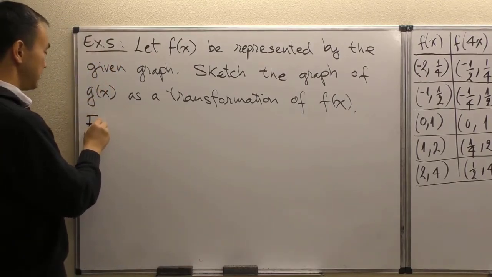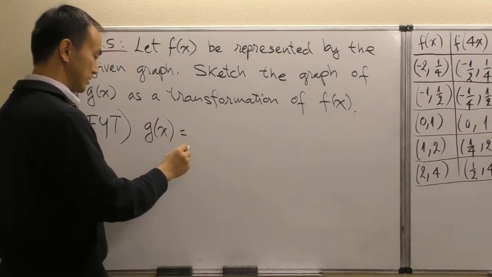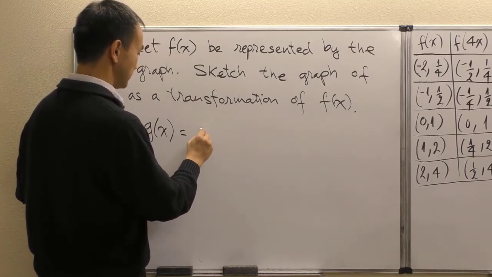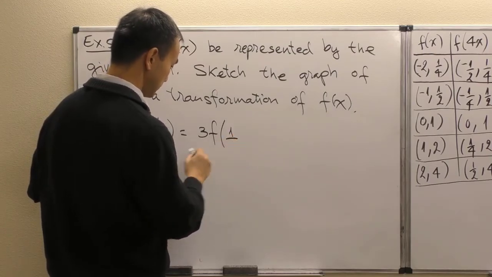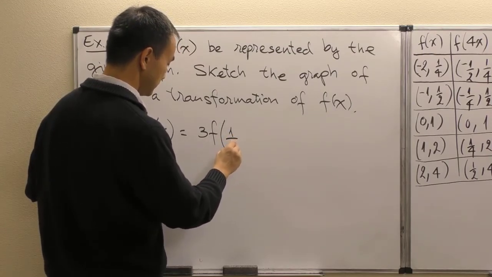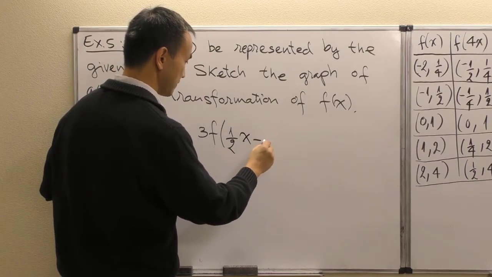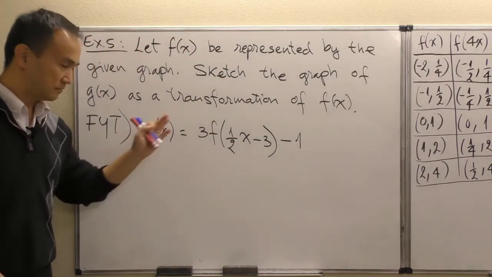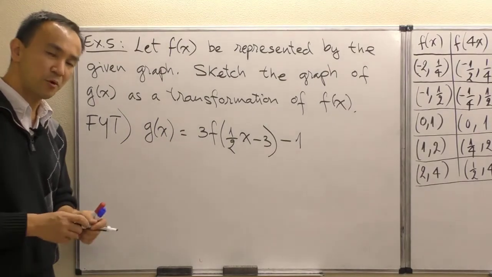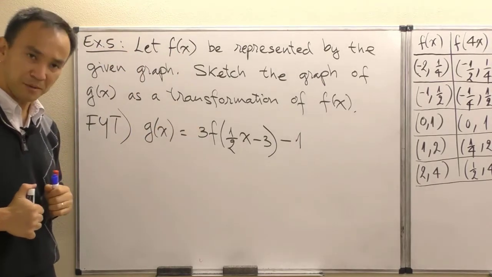And this is an FYT. Okay, let's do g of x equals 3 f of one half x minus 3, minus 1. All right, so that's the function that I would like you to sketch. But now let me pull up the graph of f of x, because it's not the same one that I've done in part A and part B.